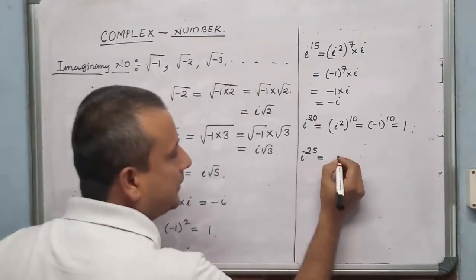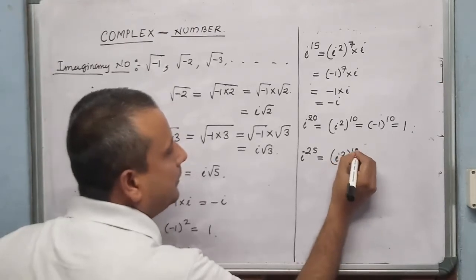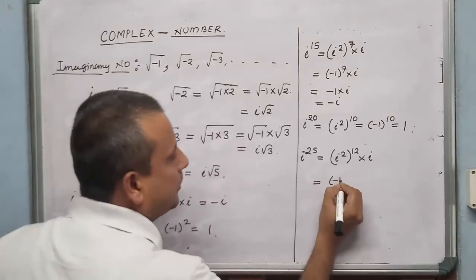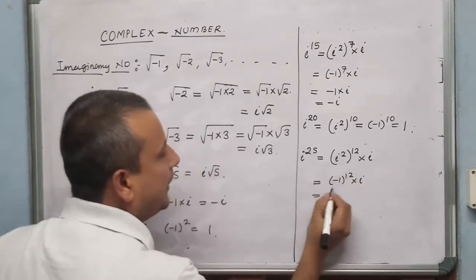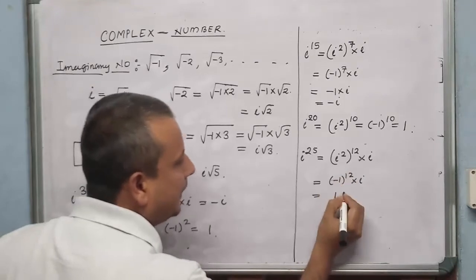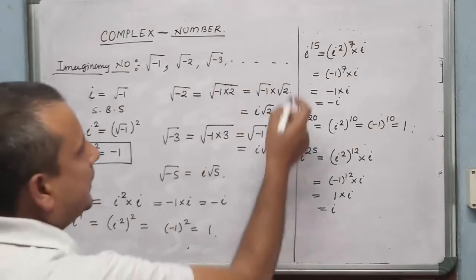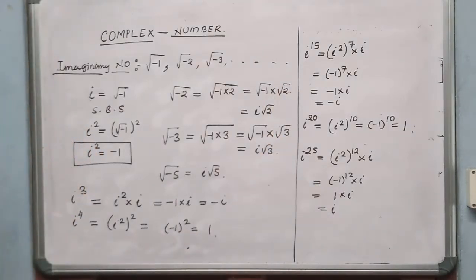I to the power 25 is I square to the power 12, 12 2s are 24, into I. Minus 1 to the power 12 into I. Minus 1 to the power 12 is even, it is 1, into I, which is I. Sometimes I, sometimes 1: if it is odd, if it is even. Hope you understand these things, the values of I, how to express the values of I.